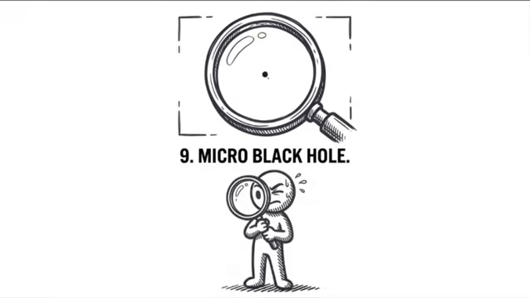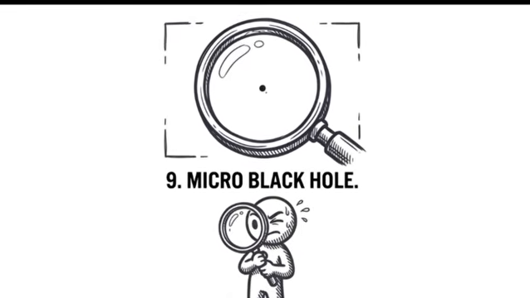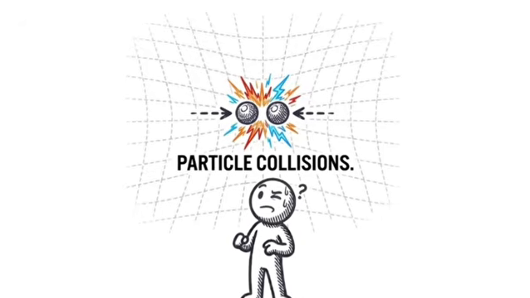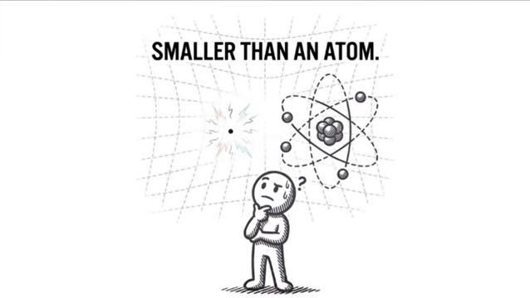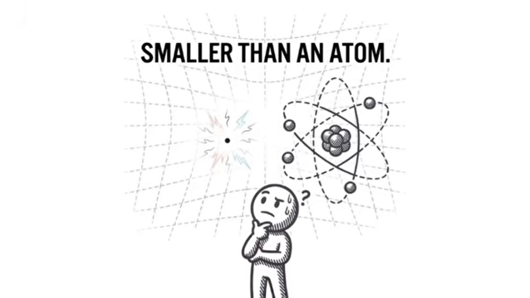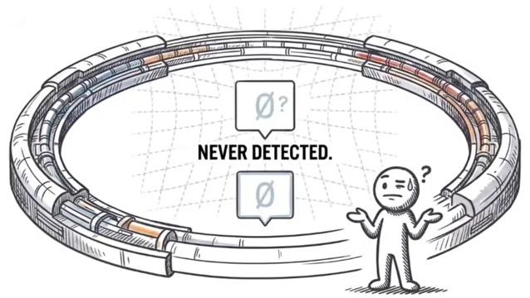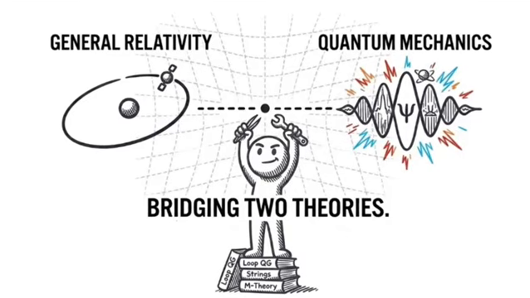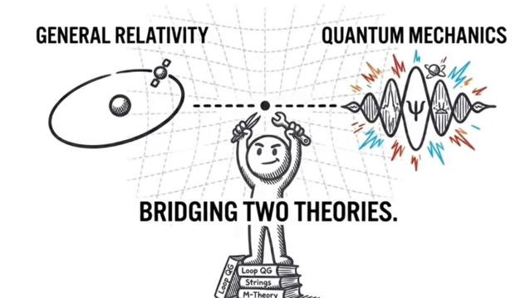Micro black hole. A micro black hole is another hypothetical type, but it is expected to be incredibly tiny. Some theories suggest these could form during extremely energetic particle collisions if hidden dimensions of space exist. They would be far smaller than an atom and would disappear almost instantly through a process known as Hawking radiation. No experiment has ever detected one, and there is no evidence that they naturally exist today. Even so, studying the idea helps physicists test theories that connect gravity with quantum mechanics.